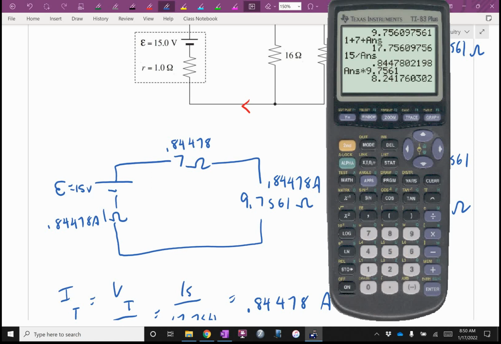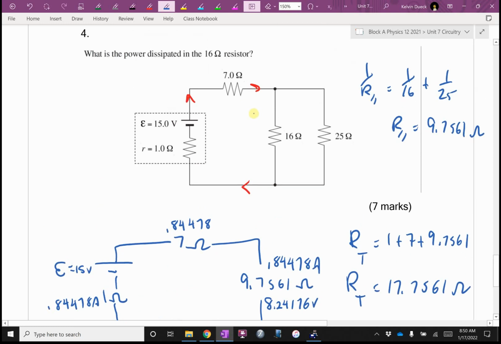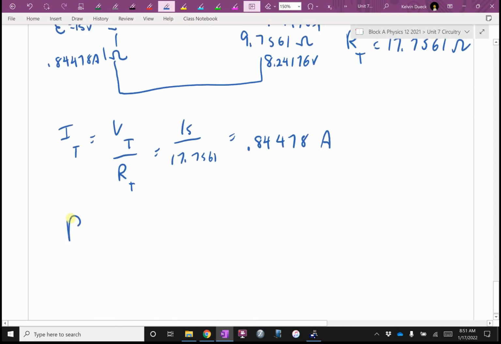The voltage drop going through there is going to be 8.24176 volts. And what that means is up here, the voltage drop is going to be 8.24176 volts. And in here, it's going to be the same. But I don't care because now I know two things. That's enough. Power is also V squared over R.